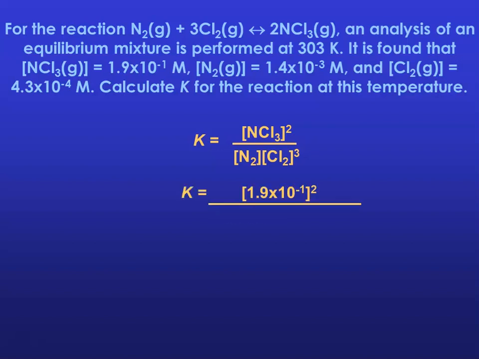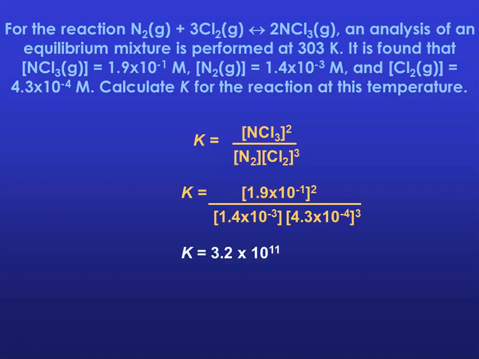NCl3 would be 1.9 times 10 to the negative first. N2 would be 1.4 times 10 to the negative third. And chlorine would be 4.3 times 10 to the negative fourth, cubed. We do our math, multiply, divide, all of those have 2 sig figs.